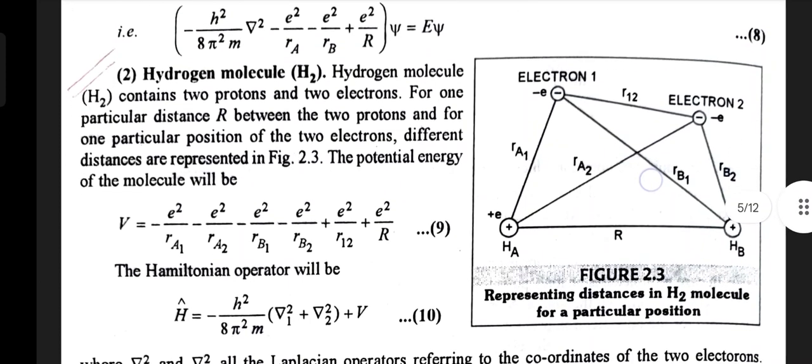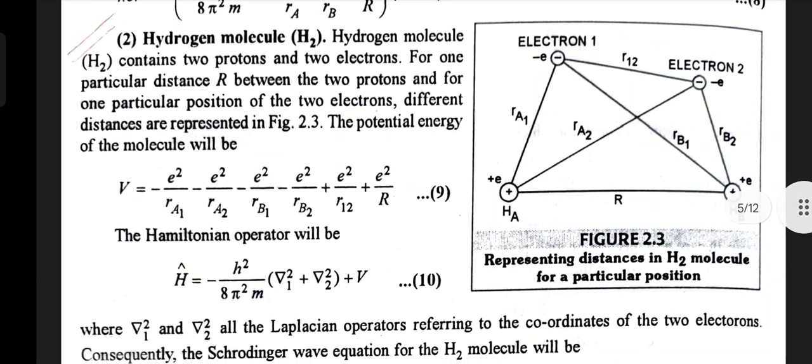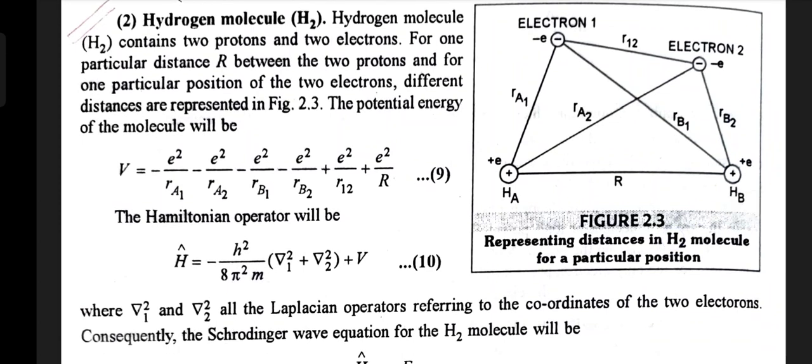Now the second case is the hydrogen molecule H2. The hydrogen molecule H2 contains two protons and two electrons. For one particular distance R between the two protons and for one particular position of the two electrons, different distances are represented in figure 2.3. The potential energy of the molecule will be V equals minus e square by Ra1 minus e square by Ra2 minus e square by Rb1 minus e square by Rb2 plus e square by R12 plus e square by R. This one is the ninth equation.